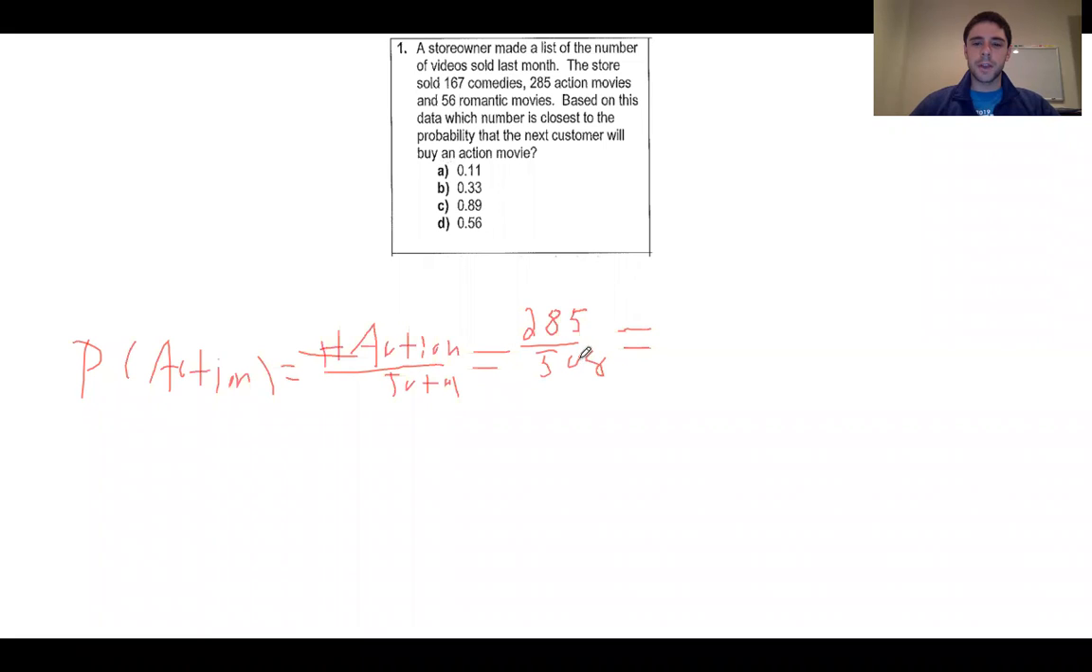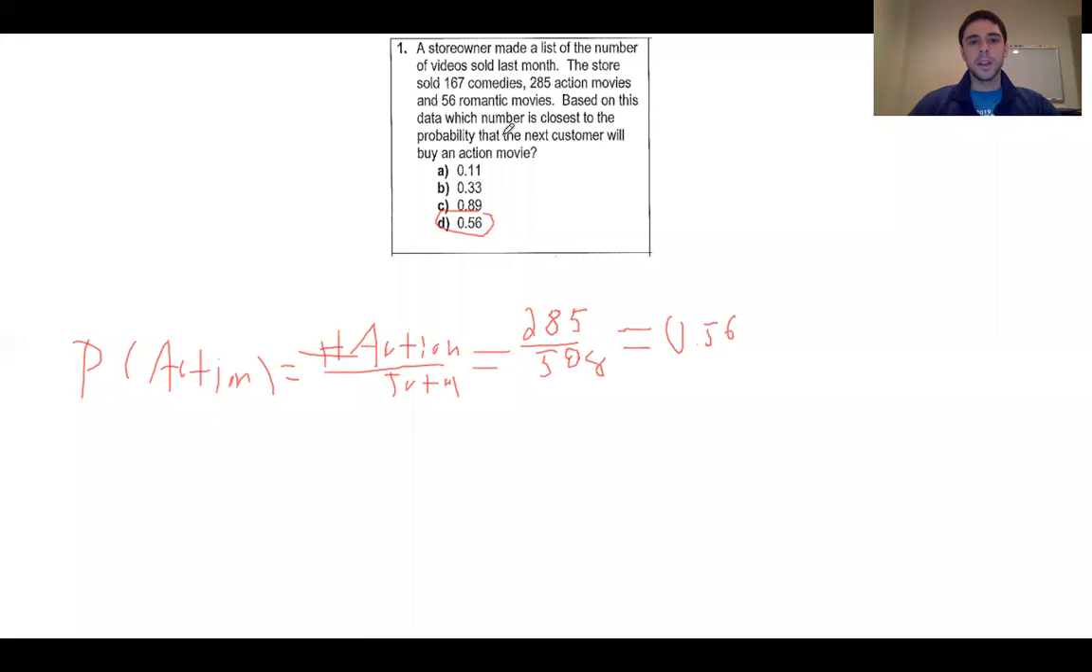So 285 over 508 is going to be what in decimal form? See, one person got it. Awesome, yep, a bunch of people got it now. 0.56, which means that our final answer is going to be D, 0.56.